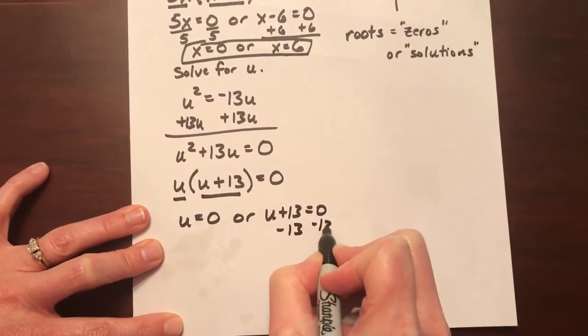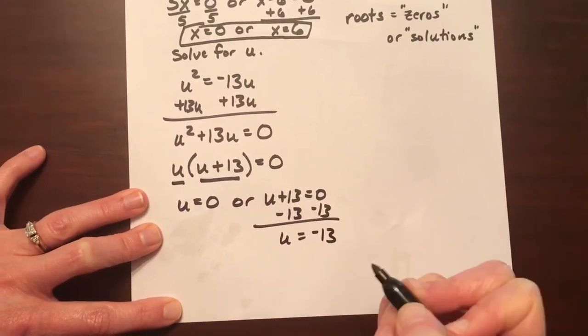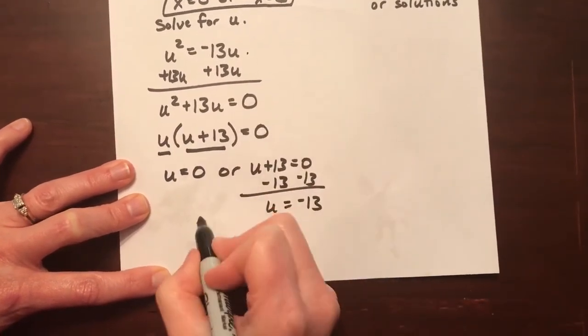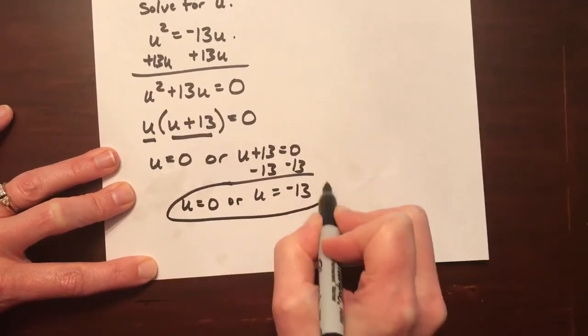And subtracting the 13 on both sides, that would mean that u could be -13. So my solution for this quadratic equation would be u equals 0 or u equals -13.